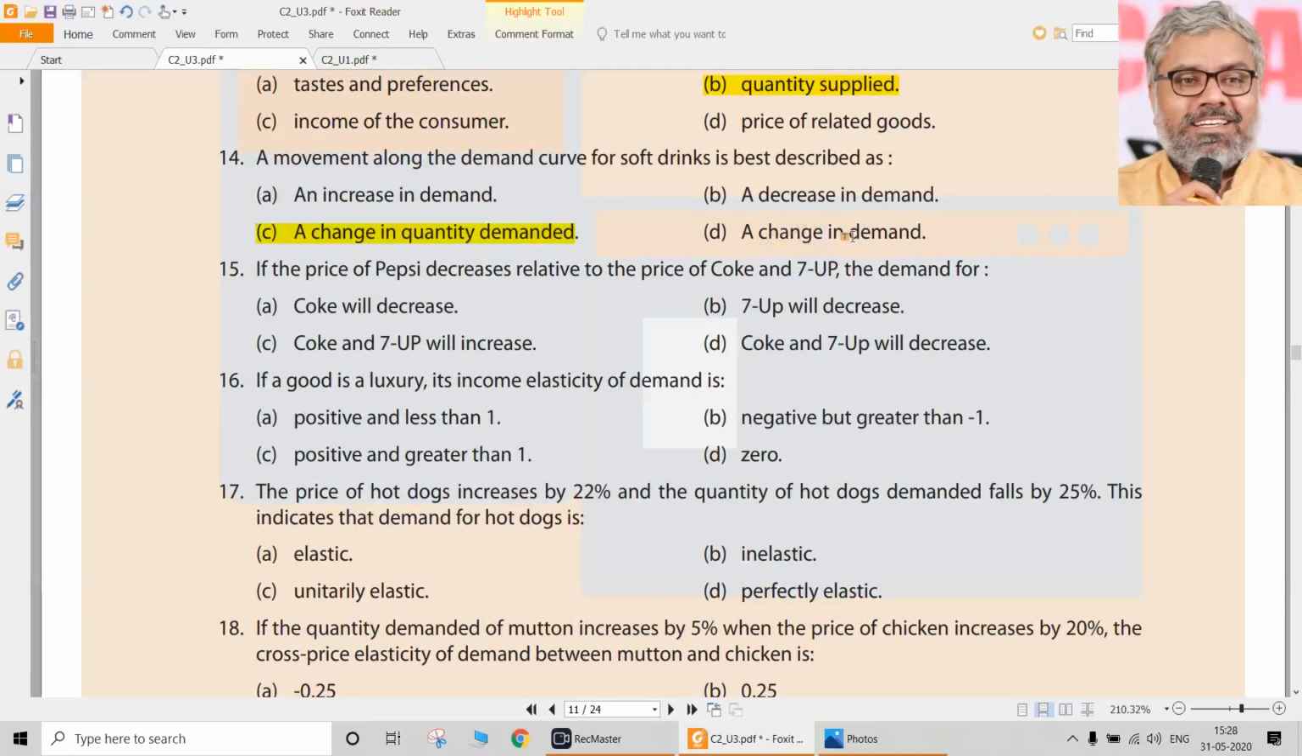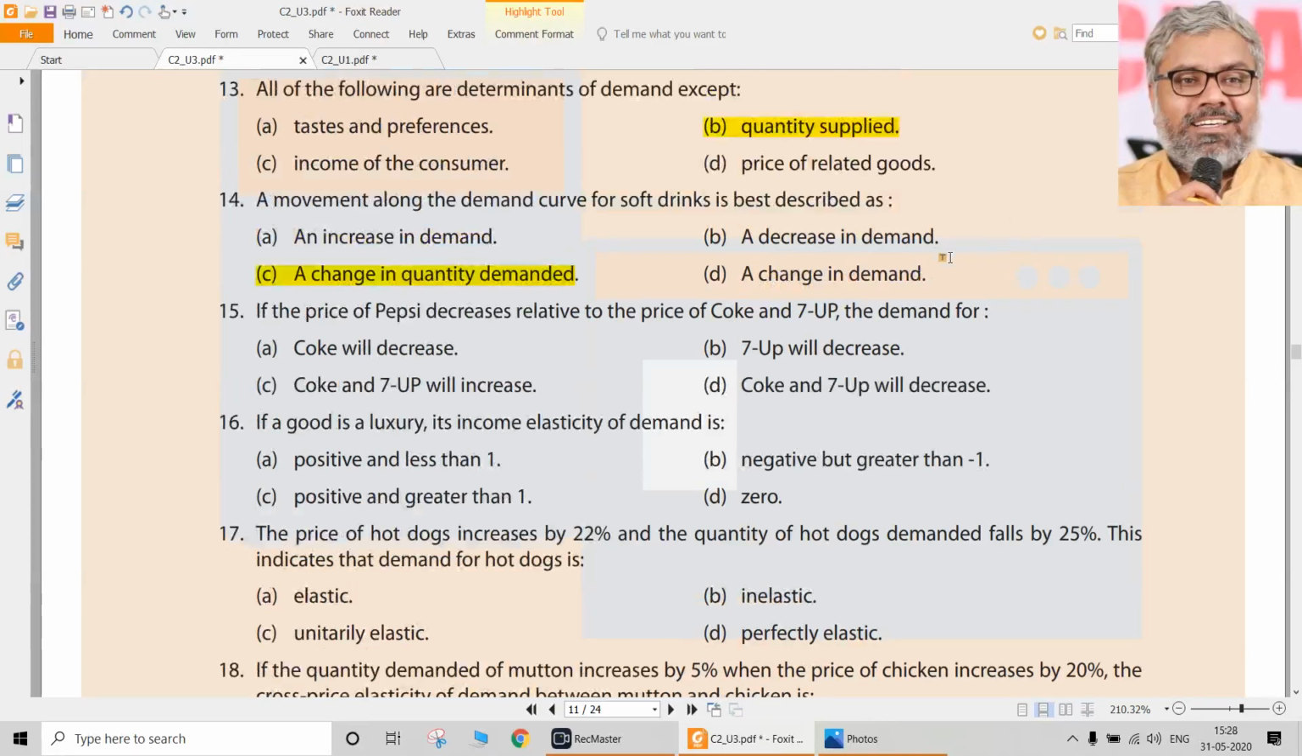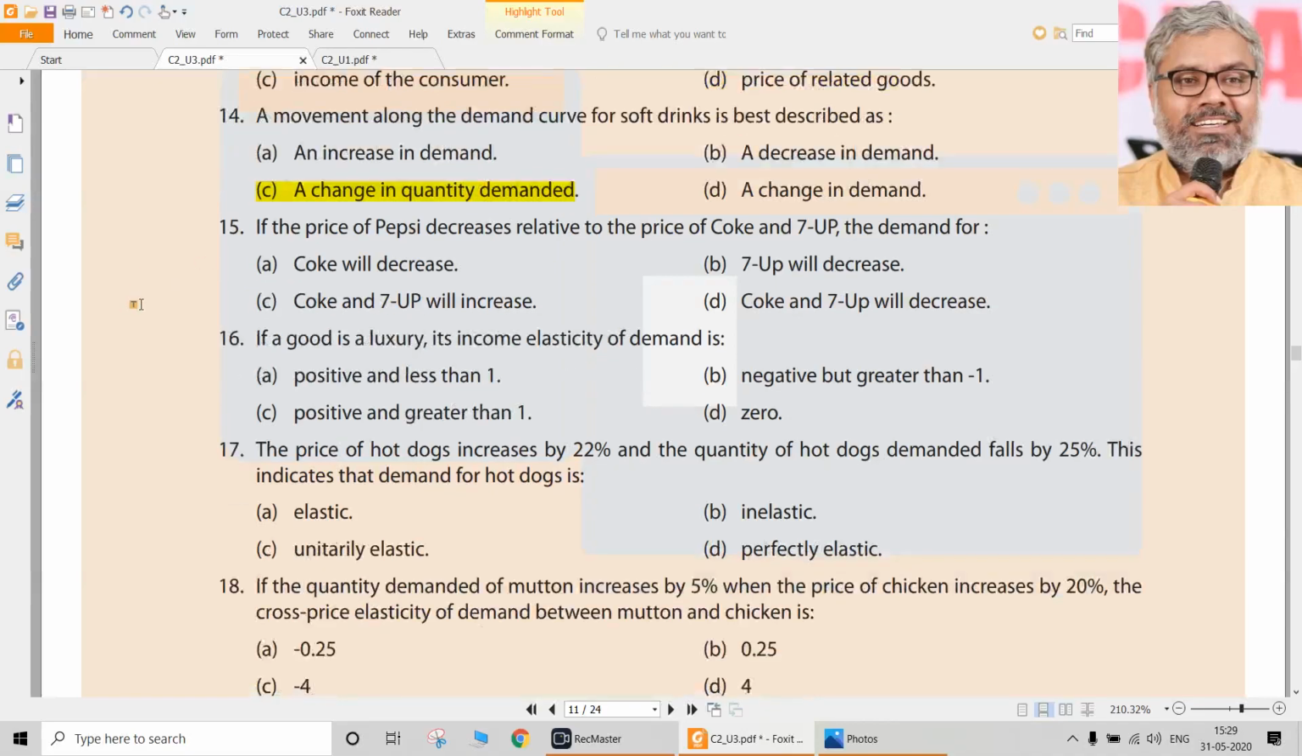When we use the words change in demand, that is happening due to a change in any of the factors other than price. But here, if the movement is happening along the demand curve, that means the factor is price, and that price is having an impact on the quantity demanded of the soft drinks. So that is why we use the words quantity demanded here. So C will be the correct option for question number 14.